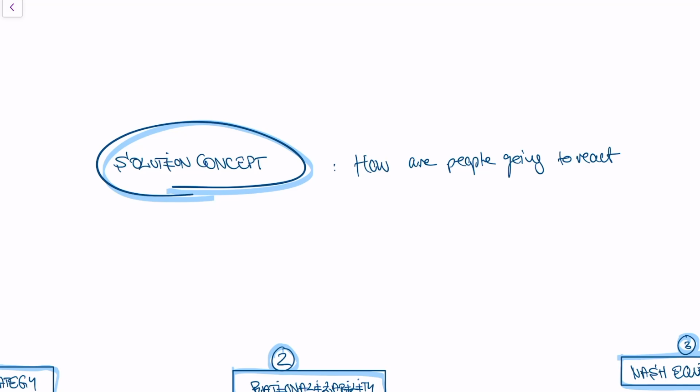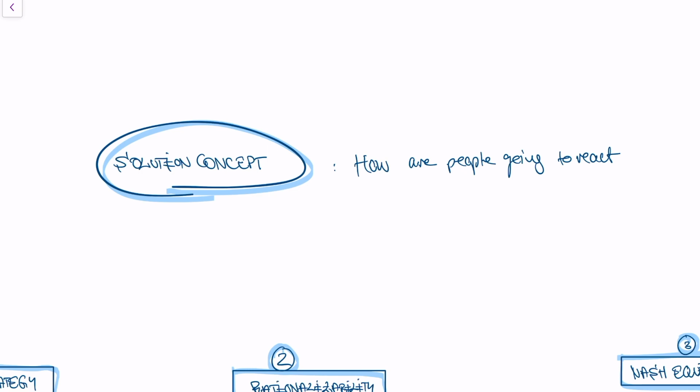Today I'm talking about different solution concepts for games and game theory. And first we need to try to understand what is a solution concept for a game. So when we say game in economics, we basically mean a strategic interaction of two or more people.